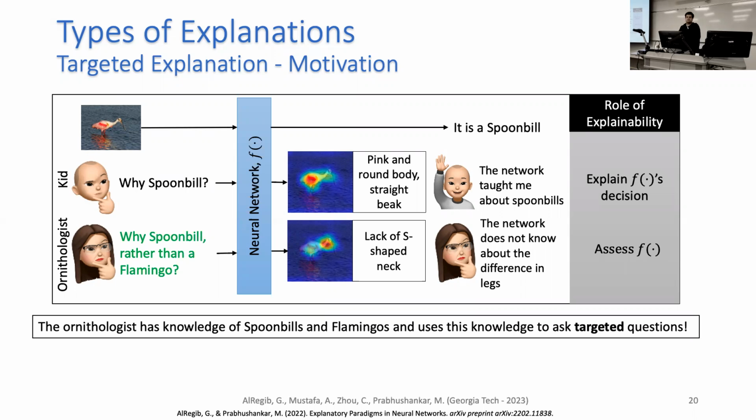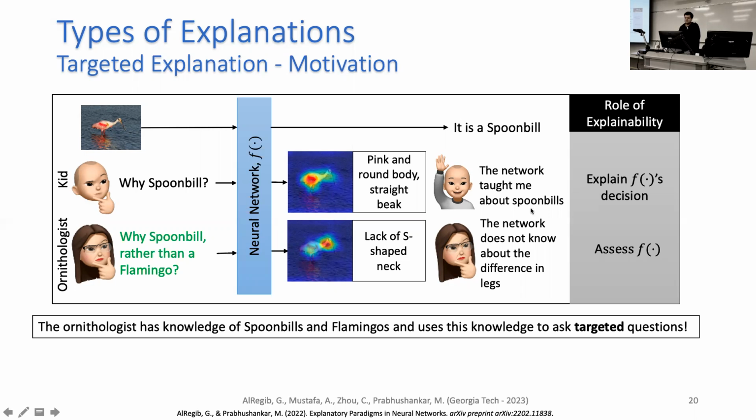But the other one, the spoonbill, does not have an S-shaped neck. The neck is pretty much straight. But the color of the bird is very similar. It's still pink in color, and most other features are the same. The contextual cues, where you have water around it, are similar as well. So essentially, what we are now looking at is the differences in the neck. So now the ornithologist can say the network does not know the difference in legs. So the network is only making the decision based on the neck, but the legs are also a little different. Flamingo has much longer legs than that of a spoonbill.